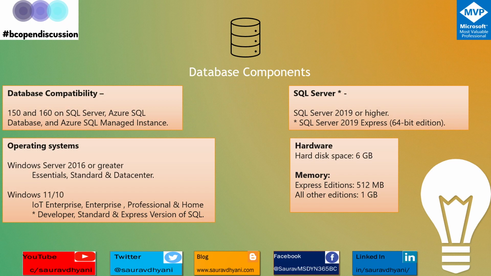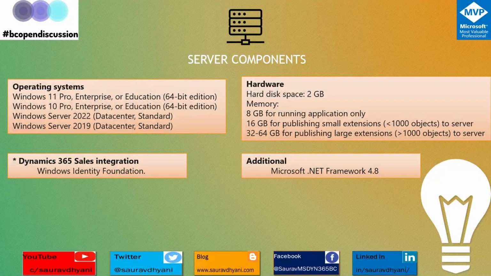Let's move to the next component, which is the very important component called the server component, because all your interaction with an external entity, using web services or API or client connections or for development, will happen through the service tier, the server component. To install the service tier, you will require any of these operating systems, which is Windows 11 Pro, Enterprise, or Education. That means no Home edition allowed.